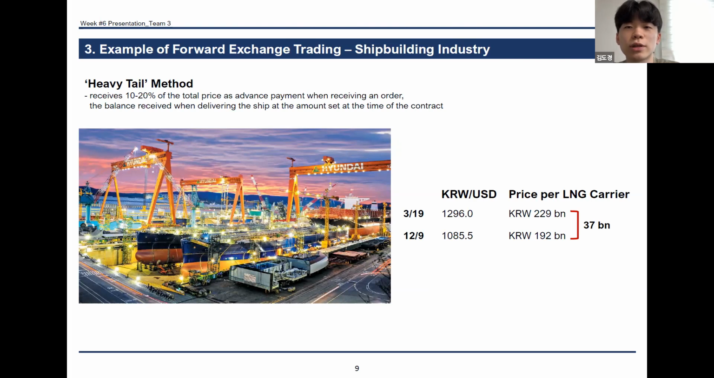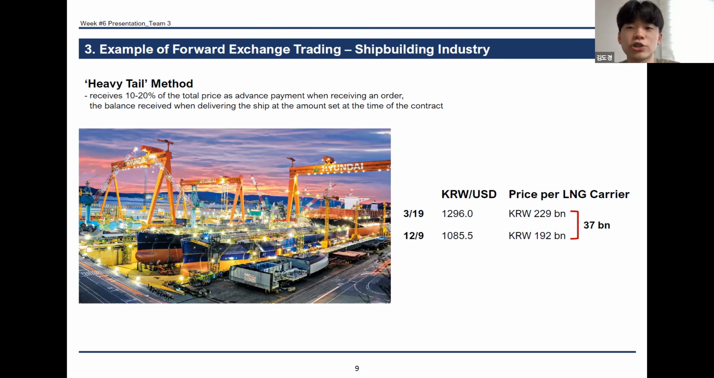For example, if the exchange rate is 1,000 won per dollar and the company receives an order amount of $100 million, the company signs a forward exchange contract to fix the won conversion amount. In this case, whether the exchange rate surges to 1,400 won or falls to 900 won, the won denominated order amount is confirmed at 100 billion won.